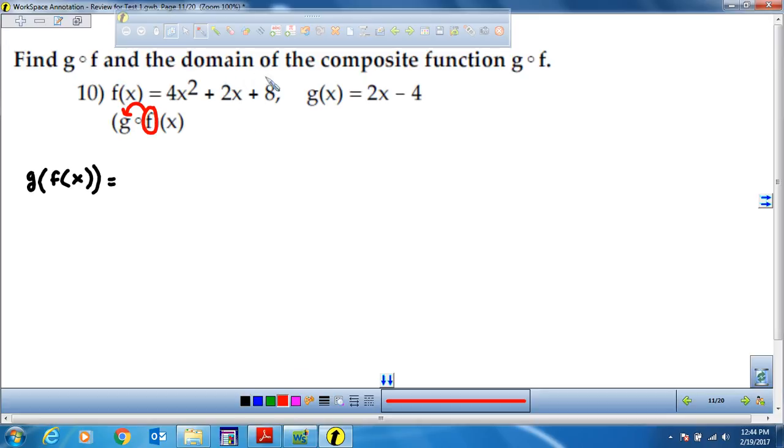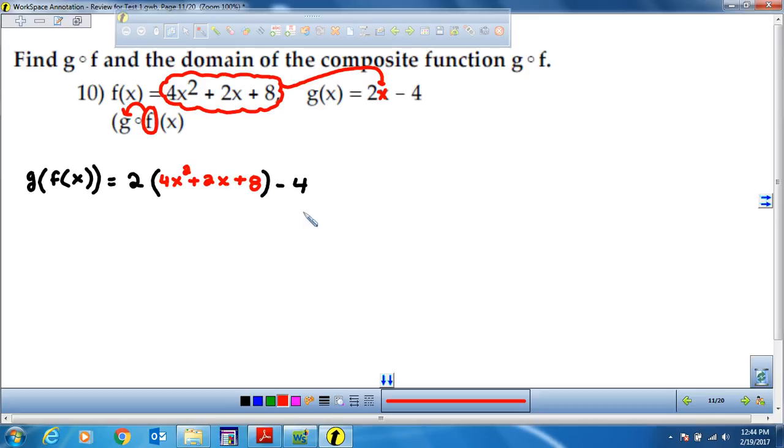In other words, the function f of x, which is 4x squared plus 2x plus 8, is going to be replaced into this x of the function g. So my function is going to look like 2 times x minus 4, but the x is going to become the function f, which is 4x squared plus 2x plus 8.